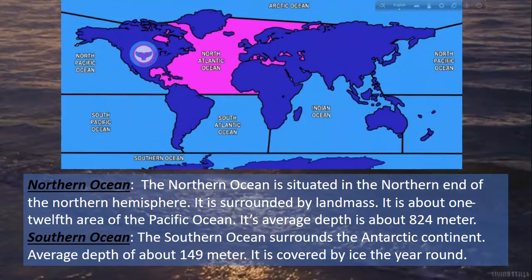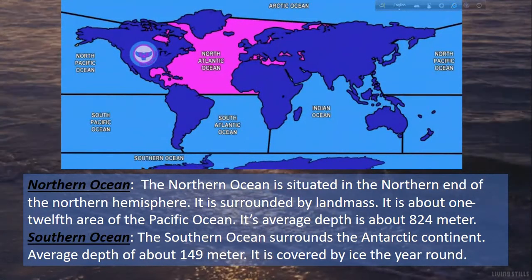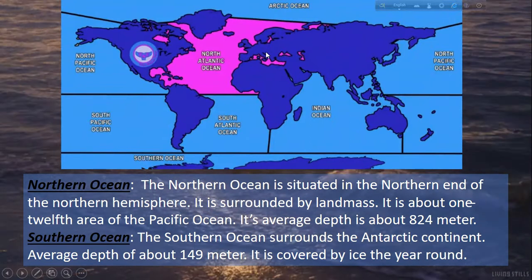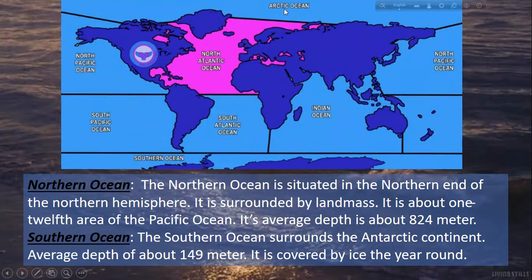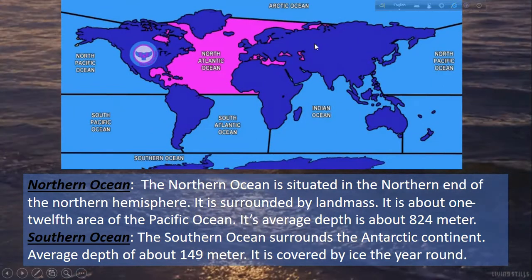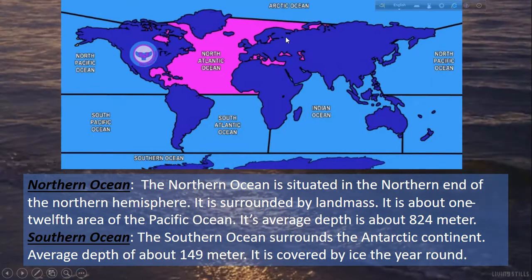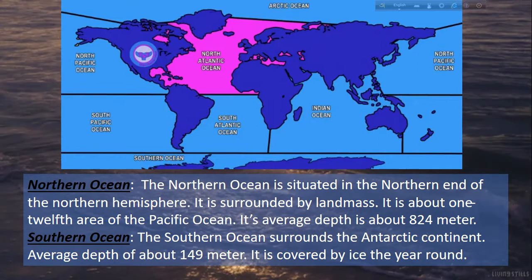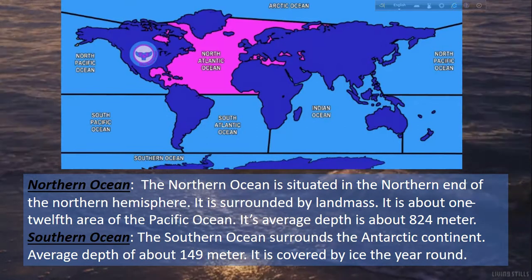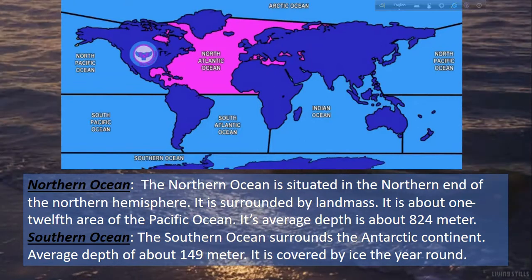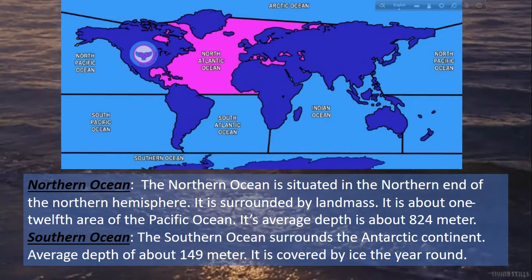Let's know about the Northern Ocean and Southern Ocean. Here is the map. Follow. The Northern Ocean is situated in the northern end of the northern hemisphere, and it is surrounded by landmass, and it is about 1/12 the area of the Pacific Ocean. So 1/12 means one of 12 equal parts of a whole, and its average depth is about 824 meters.